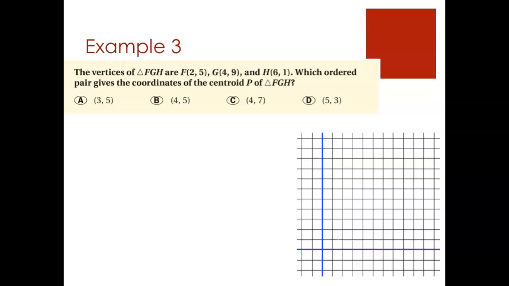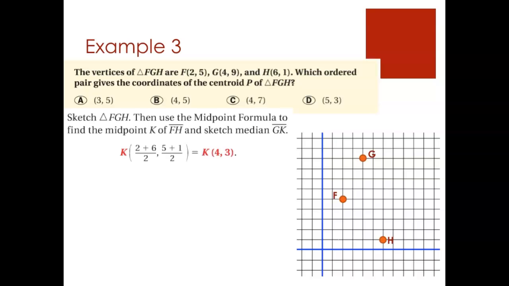Now in this example, it says the vertices of triangle FGH are (2, 5), (4, 9), and (6, 1). Which ordered pair gives the coordinates of the centroid P of triangle FGH? Let's start by sketching the triangle FGH. All right, so (2, 5), (4, 9), and (6, 1). Connect those. So there's our triangle. And then we can use the midpoint formula to find the midpoint of FH.